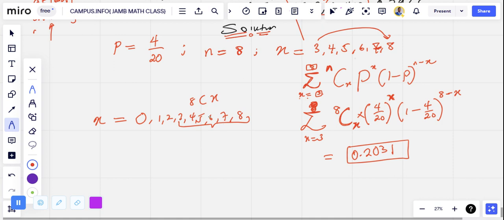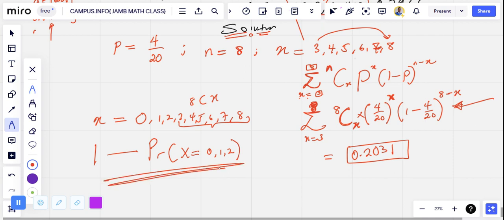If you don't want to do it individually and you don't want to use your calculator, the other way around is to take 1 minus the probability of the complement. These are the values for the complement, the ones that are left out. So you calculate for 0, 1, 2, and that's all. That means this 1 minus will stand separately, entirely somewhere.